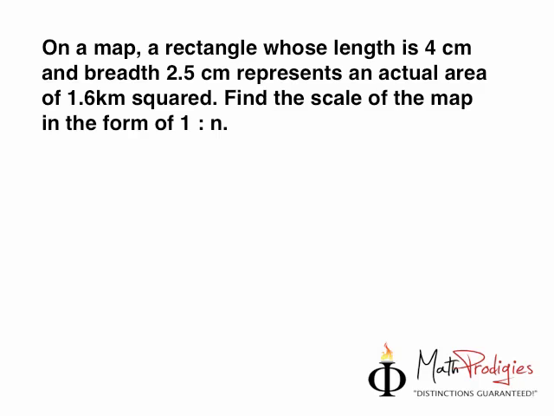Okay, it says on the map a rectangle whose length is 4 cm and breadth 2.5 cm represents an actual area of 1.6 kilometers squared. Find the scale of the map in the form of 1:n. Now, when they say 1:n, it basically means 1 cm equals to how many cm in the real scale. Okay, so all you have to do is actually.